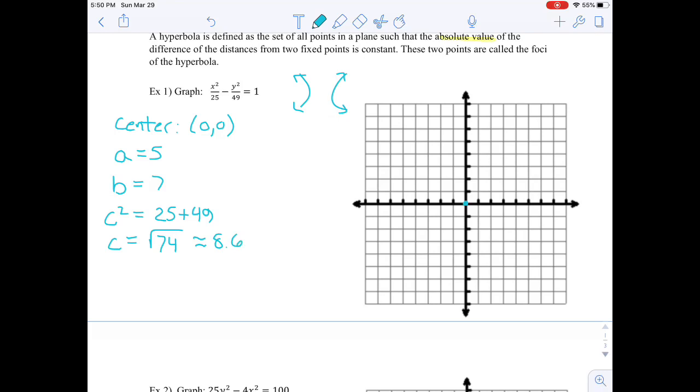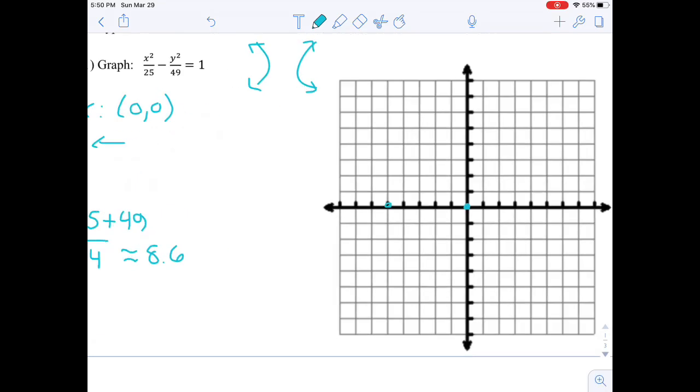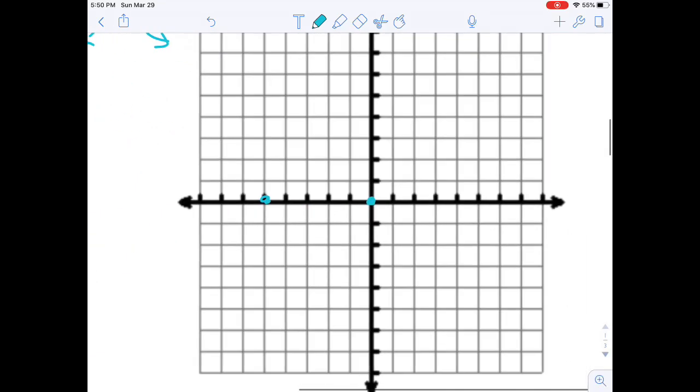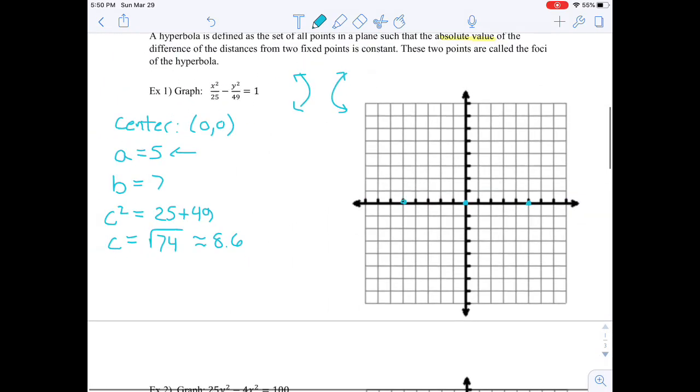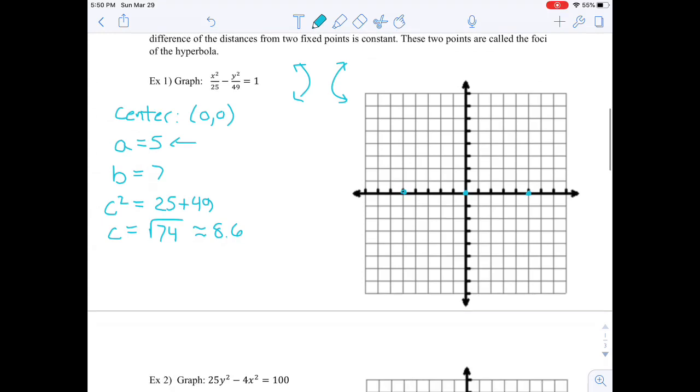Now, since we're going left and right, our transverse axis comes from the A equals 5. It means we're going left 5 and right 5. So that's, in this case, our transverse axis has a length of 10. Your B is telling us up and down, our conjugate axis.